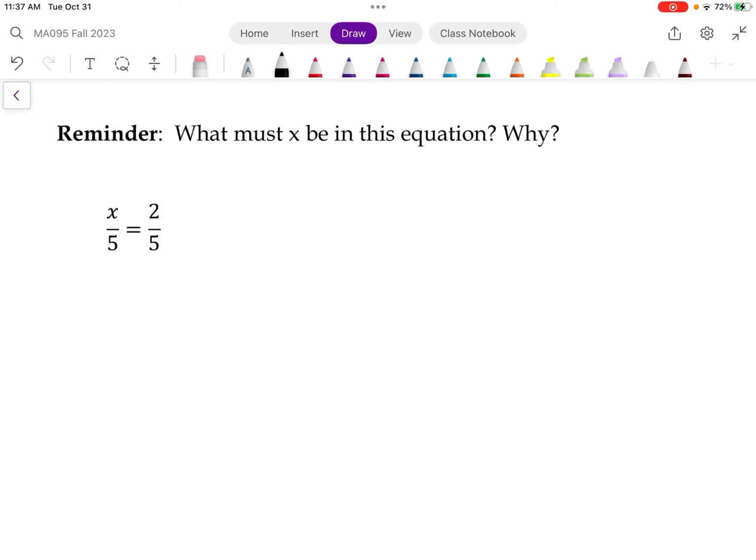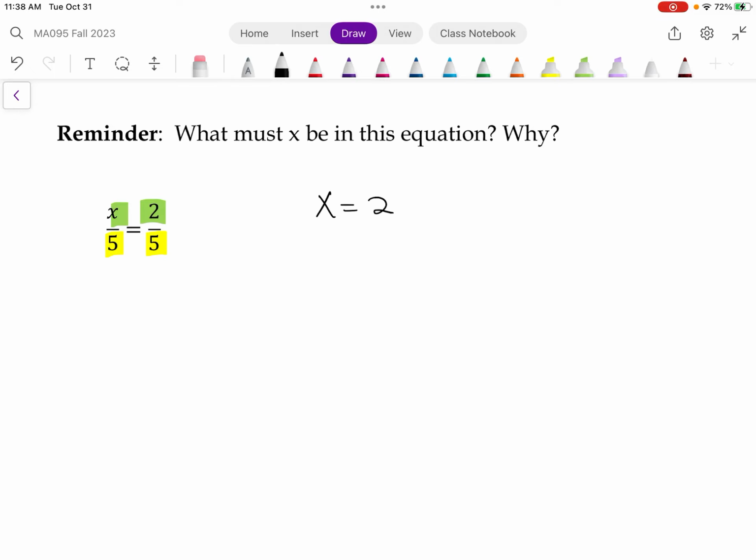So in this, I have a question for you. What must x be? The 5's are the same, which means that the x must be 2, right? X must be 2. So if the denominator is the same and they're equal to each other, then the numerator must be the same.